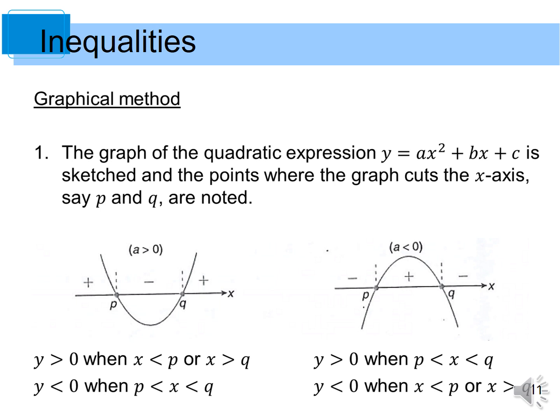For the graphical method, the graph of the quadratic expression y equals ax squared plus bx plus c is sketched, and the points where the graph cuts the x-axis, say P and Q, are the x-intercepts. So when the leading coefficient is positive, we have a U shape, and when the leading coefficient is negative, we have an N shape.